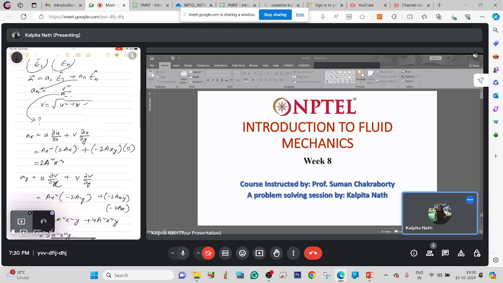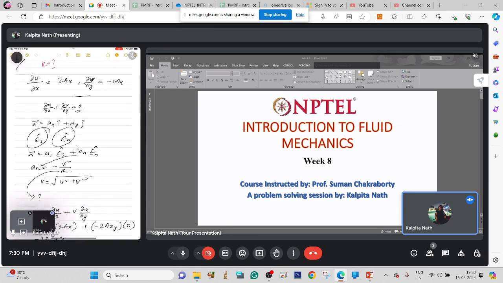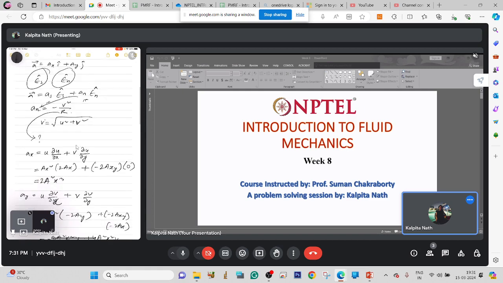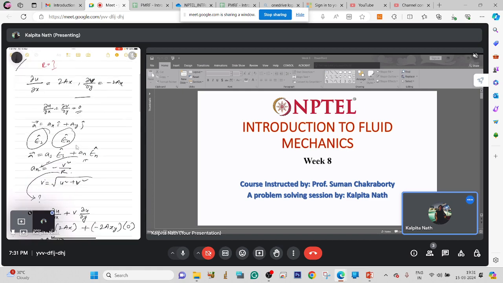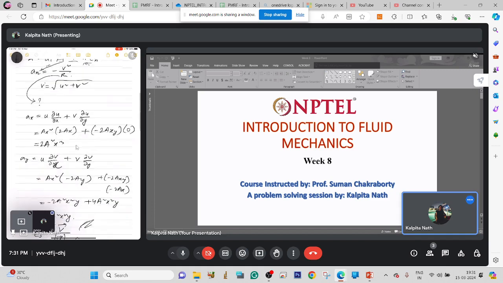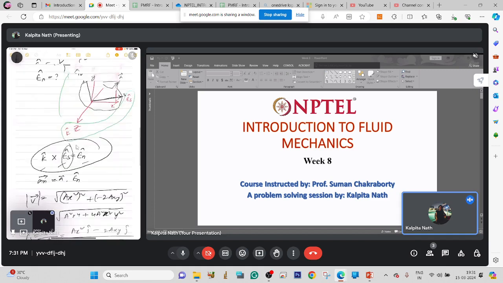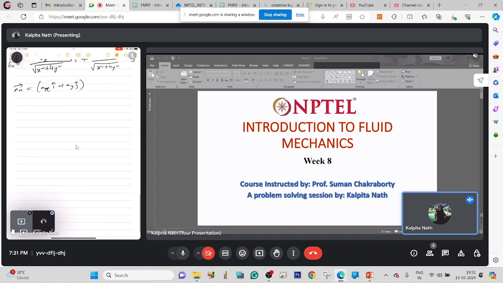Just 1 second. We've already derived that earlier. Yeah, this one and this one. So we need to find just a n vector. If you find a n vector, that will be a vector dot epsilon n cap. So simply we are doing that. So this will be here. So if you multiply that, a n cap will be equal to minus v square by r.